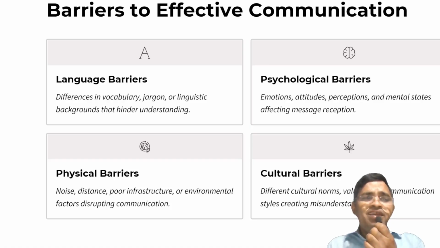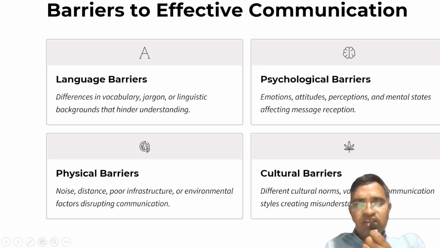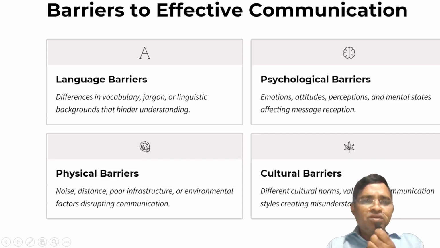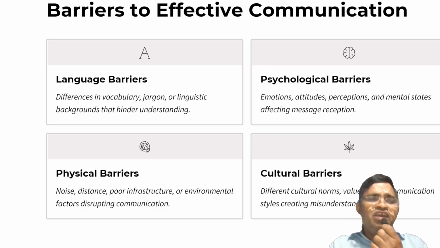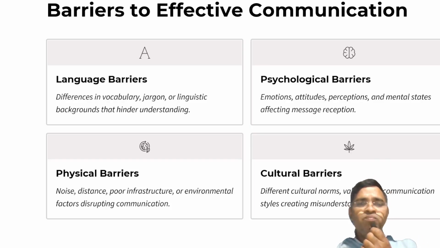Then what are the barriers to effective communication? Language barriers, psychological barriers, physical barriers, cultural barriers. What are language barriers? Using double meanings, jargon, and different linguistic backgrounds that make it unable to understand the same. Then psychological barriers, which include emotions, attitude, perceptions, and mental status affecting message reception.